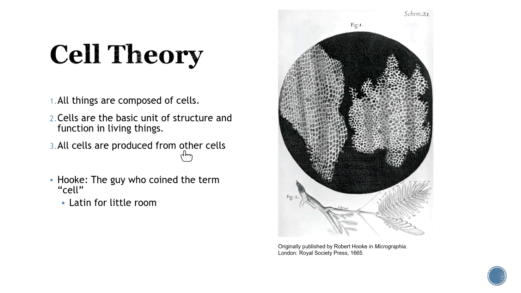Now, the guy who coined the term cell is Robert Hooke. He came up with that name, and this was published in 1665, and this is an actual image from the paper. He used a very early microscope, and he looked at a slice of cork. When he looked at it, he saw all these tiny little rooms. And it reminded him of prison cells, if you think about how you have all these tiny little rooms. Well, cell is Latin for little room, and that's how they came to be named.